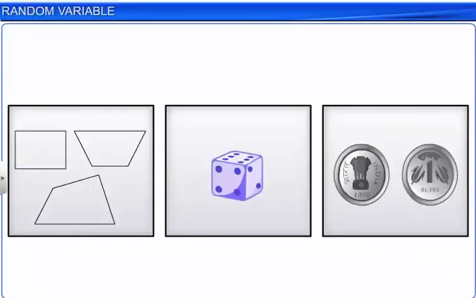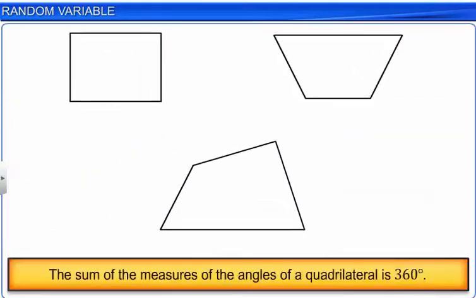We know that the results of an experiment can be the same or can vary if we perform the same experiment a number of times. For example, the sum of the measures of the angles of a quadrilateral is 360 degrees. Consider the quadrilaterals shown here. Let's measure the angles of the quadrilaterals using a protractor.